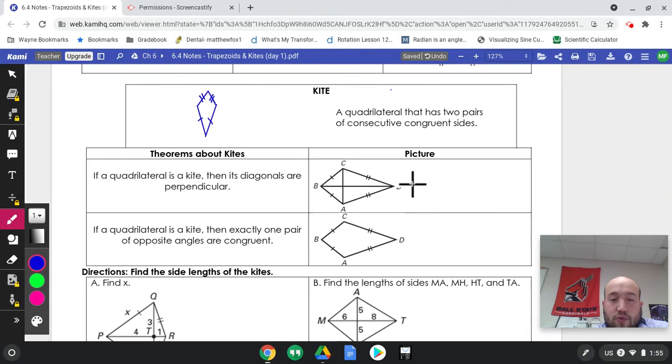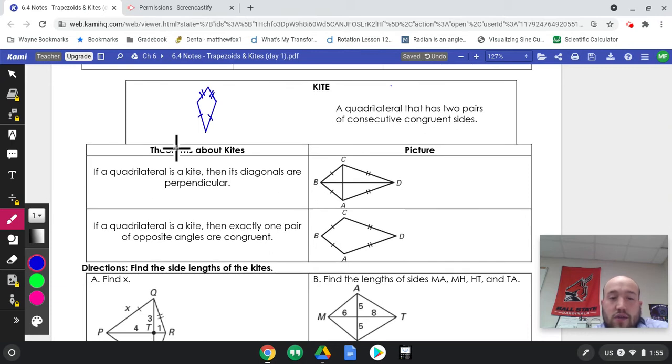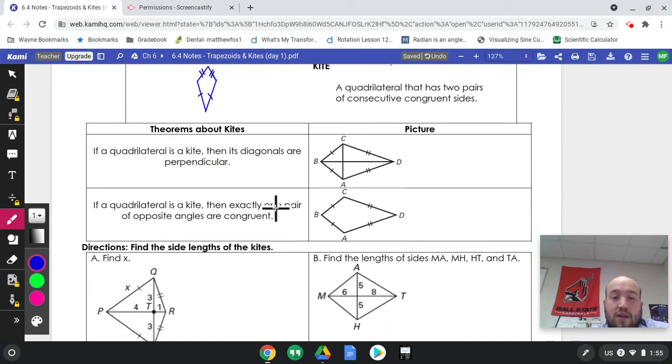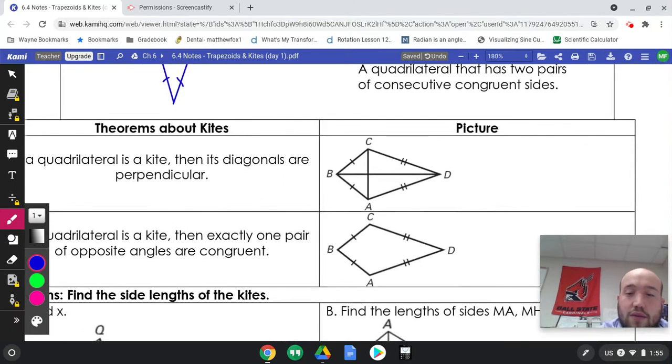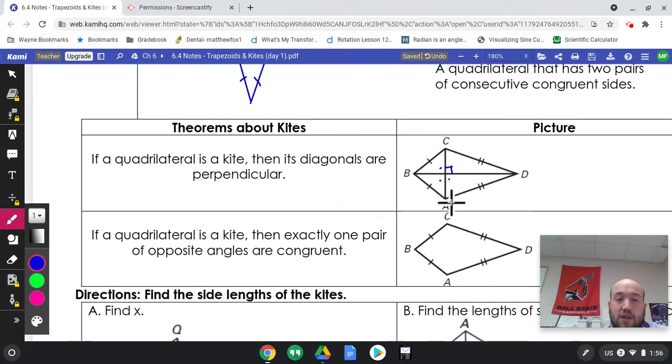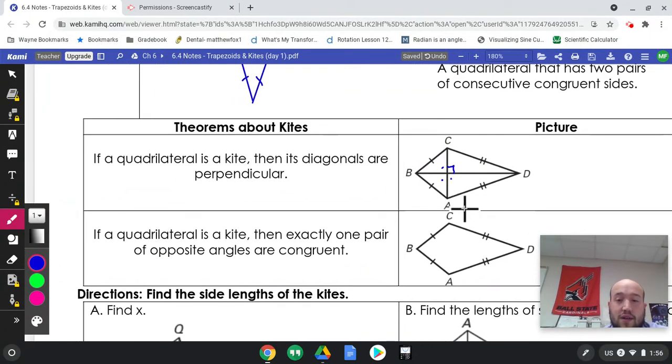Now, there's a couple of rules about a kite. So first off, it's a quadrilateral, a four-sided figure. And we know diagonals are perpendicular, meaning if we look here, this diagonal forms a right angle, not only right there, but here, here, here. All four of those would be right angles. Okay, and we know that's true of every kite.